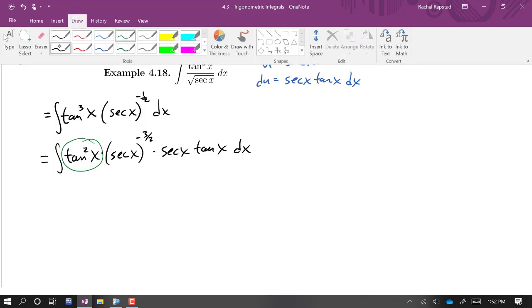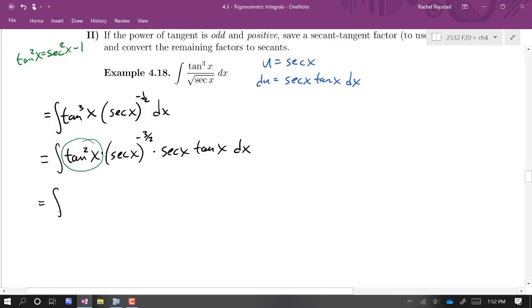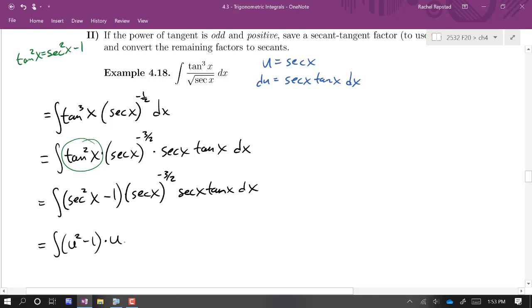So I'm going to make that substitution here. So we got secant squared x minus 1 times secant x to the negative 3/2 times secant x tan x. Now, there's no factors that we need to throw in to make our du work, right? We have it perfectly. So we're ready to make our u substitution. Let's write this integral with u's. We have the integral of u squared minus 1 times u to the negative 3/2 du.